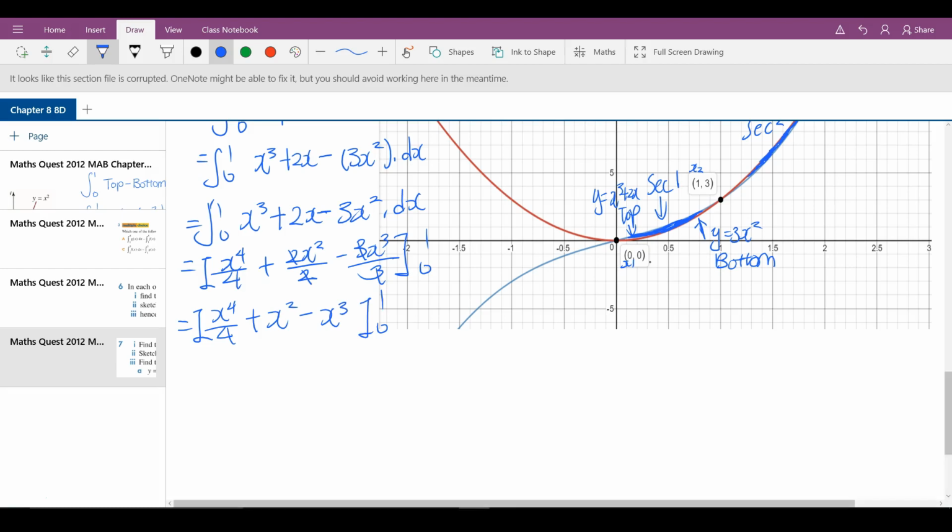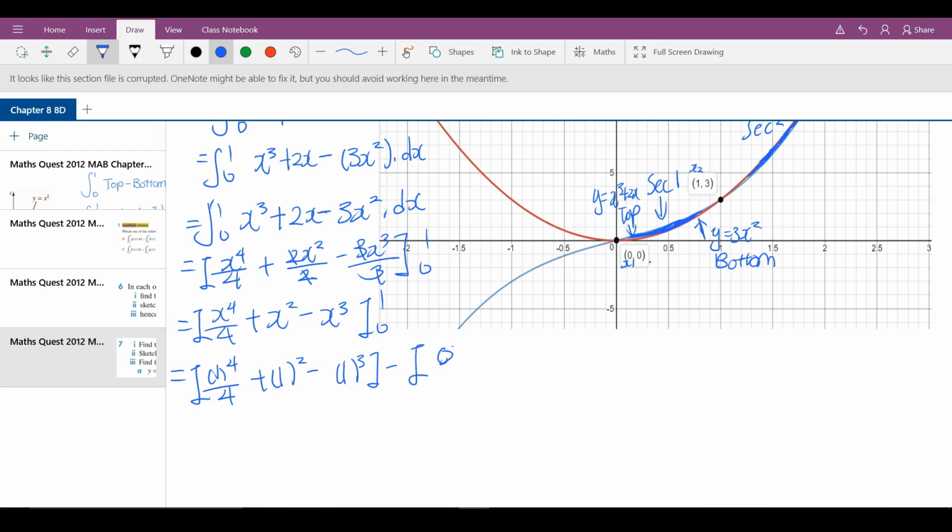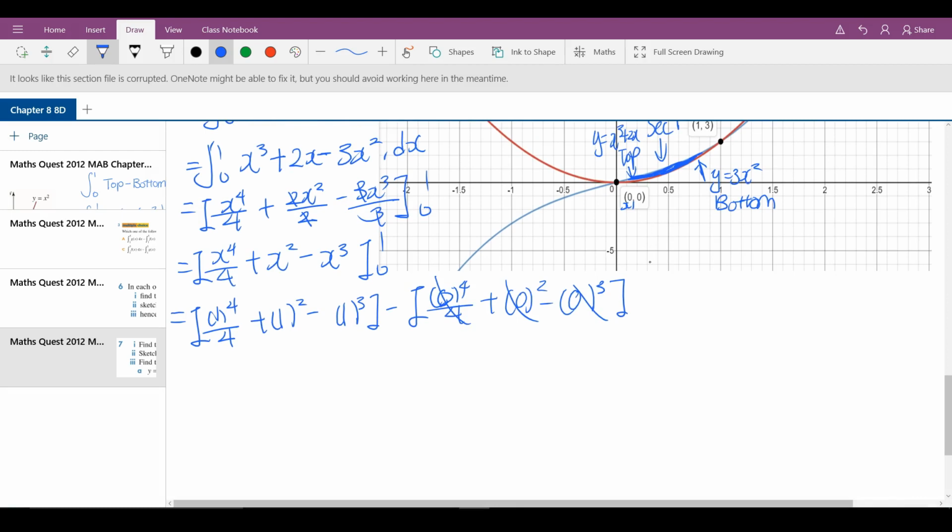from 0 to 1. Alright, let's substitute the numbers. So 1 to the power of 4 over 4 plus 1 squared minus 1 cubed, minus 0 to the power of 4 over 4 plus 0 squared minus 0 to the power of 3. And then boom, boom, boom, it's gone. The last bit is gone.